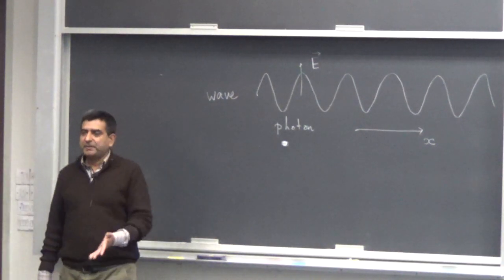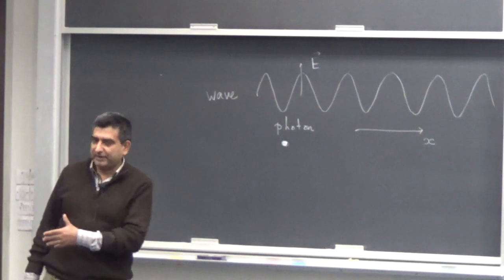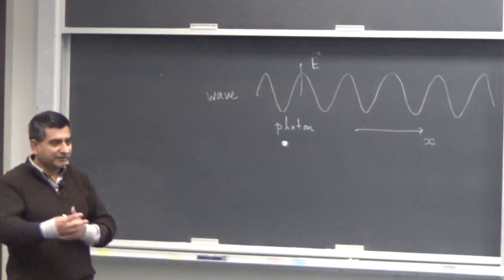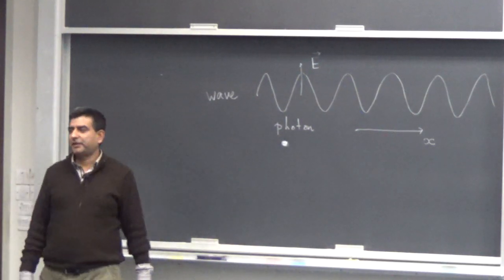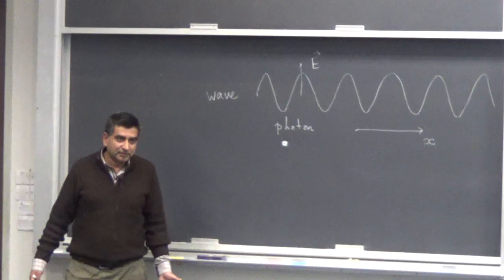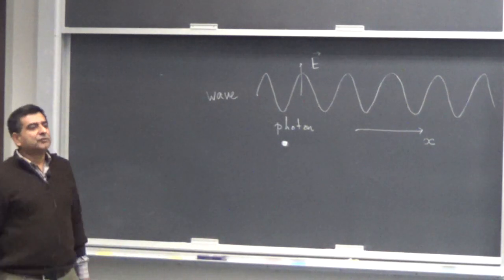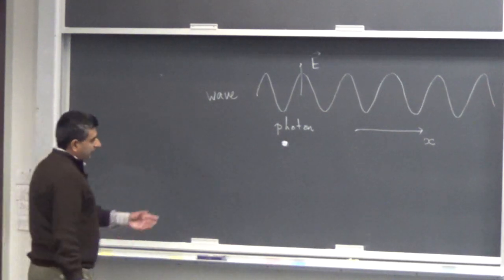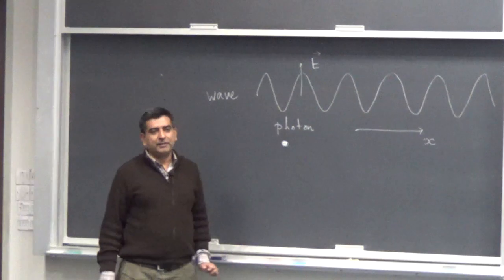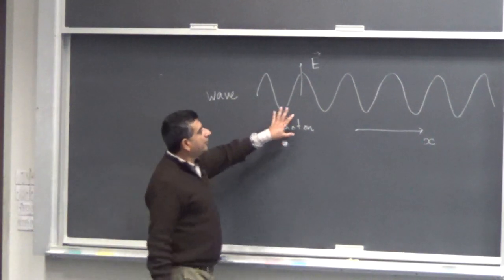Alright, and both of these pictures are equally valid. There are some experiments that tell us that light is a wave, some experiments that tell us it's a particle, and then there is this famous conflict between waves and particles and the wave-particle duality that you all know so well about. Now, we're talking about quantum states. So let's talk about a photon. Now, a photon has some energy.